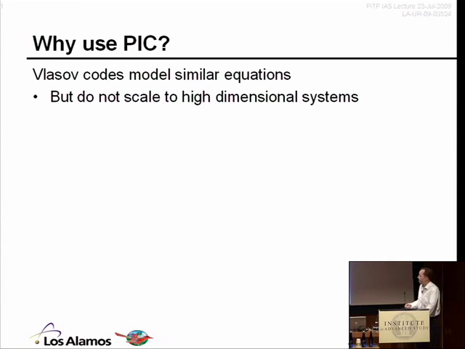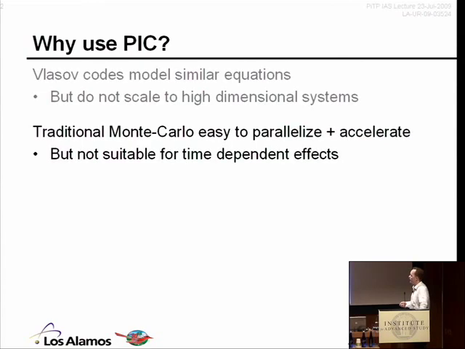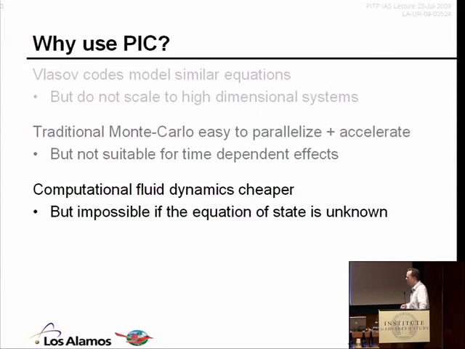Why would you do this? Well, Vlasov codes model similar equations, but they don't scale to higher dimensional systems. Traditional Monte Carlo codes are easier to parallelize and accelerate, but they aren't suitable for time-dependent effects, and most of our users are very interested in non-equilibrium and time-dependent effects. Computational fluid dynamics is a far cheaper way to go than PIC, and if you have an equation of state that you trust, I recommend using it.